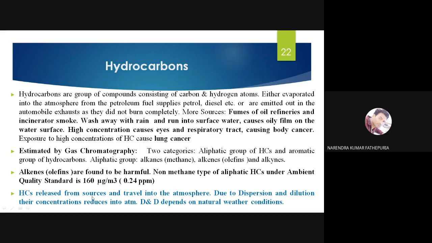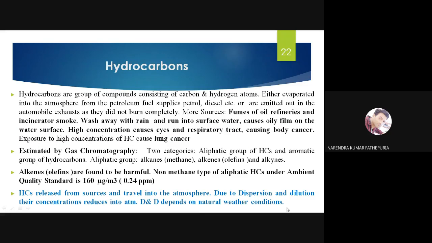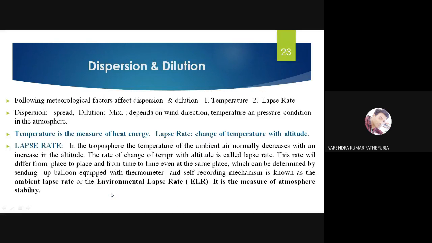So hydrocarbons released from the sources travel into the atmosphere due to dispersion and dilution. These are both techniques and natural methods for reducing the air pollutants in the atmosphere. I will be talking later about dispersion and dilution in detail. Their concentration reduces in the atmosphere. So dilution and dispersion both depend on the natural weather conditions because it's a natural purification process. Both are natural processes.